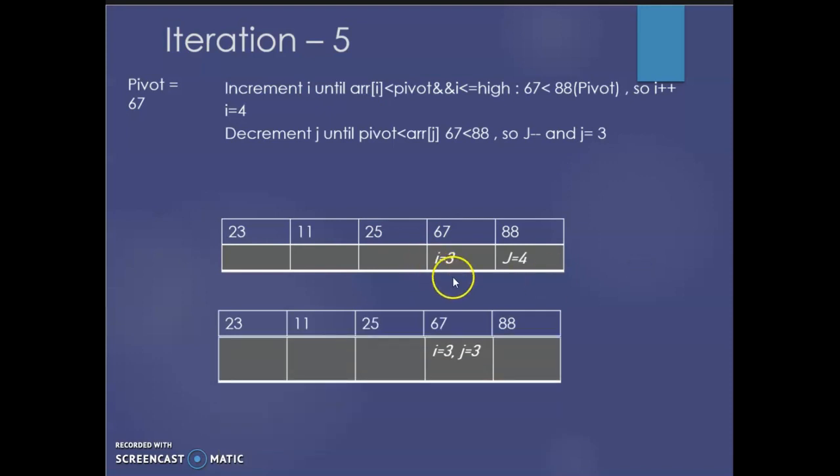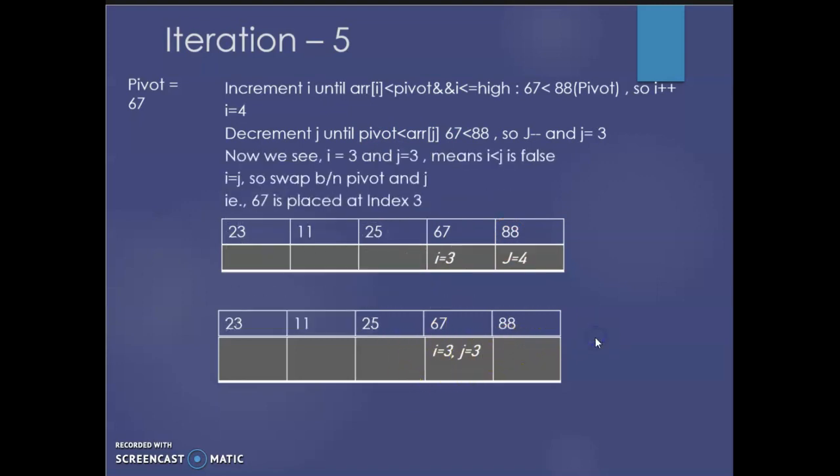So ultimately I cannot increment I because 88 is greater than 67. So I cannot increment I and I will be equal to 3. But J can be decremented, yes. So from 4, J is decremented to 3, because pivot is smaller than array of J, that is, 67 is smaller than 88, so I can decrement J, and finally I is equal to J, that is, the I less than J condition is false, right? And finally I have got my index value for value 67.